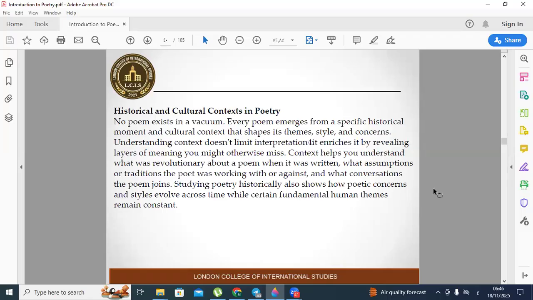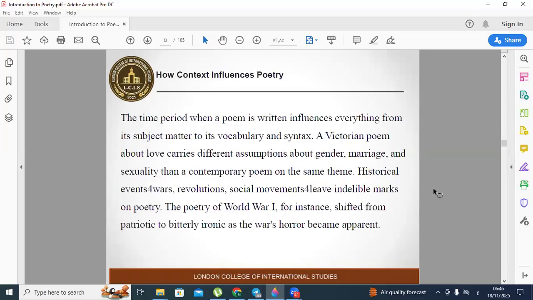Studying poetry historically also shows how poetic concerns and styles evolve across time, while certain fundamental human themes, love, death, loss, joy, remain constant. Now let's go to how context influences poetry.